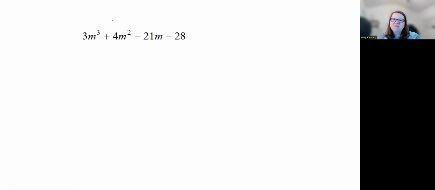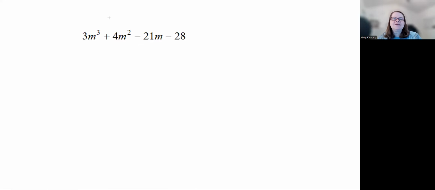When we factor, we always look for the greatest common factor first, right? So 3m cubed, 4m squared, 21m, 28. These are not going to have a greatest common factor. And I can know that right off the bat because I have two numbers that are in order. They're called consecutive, like 3, 4. When you're counting, 3 comes right before 4, right? Anytime you have numbers that are in order like that, there's not going to be a greatest common factor. It's kind of cool to know.